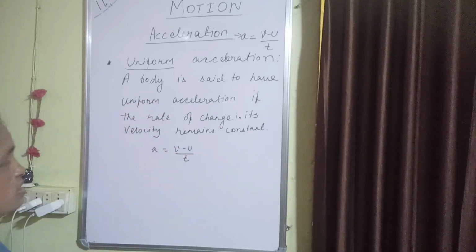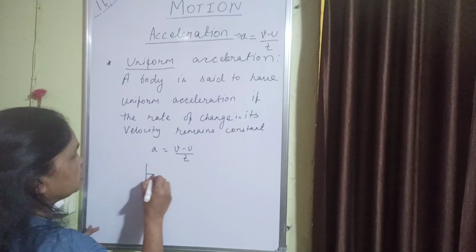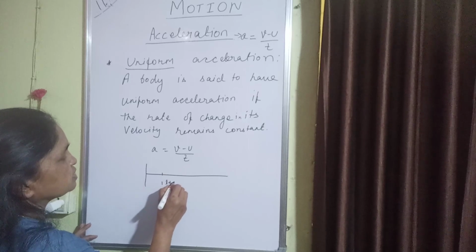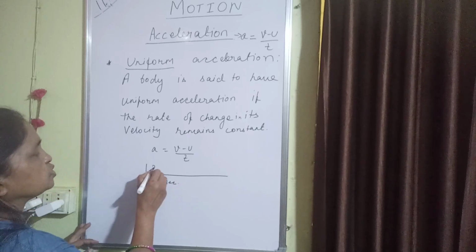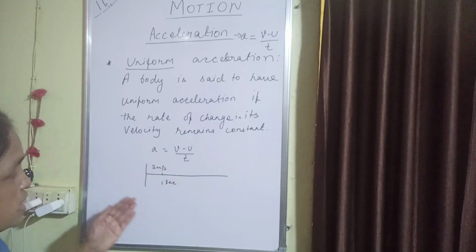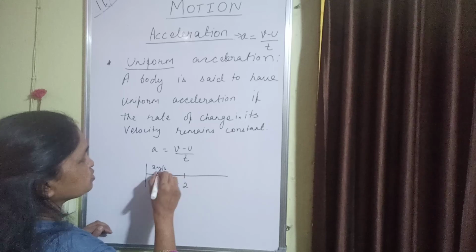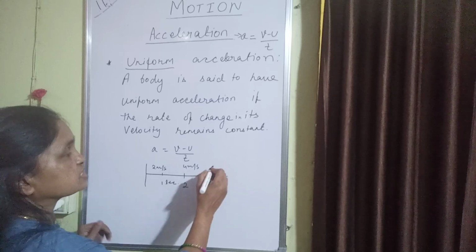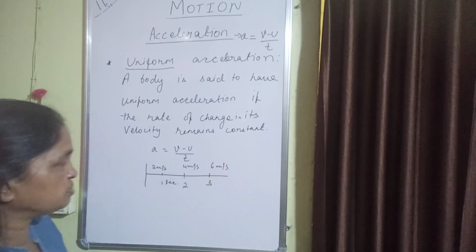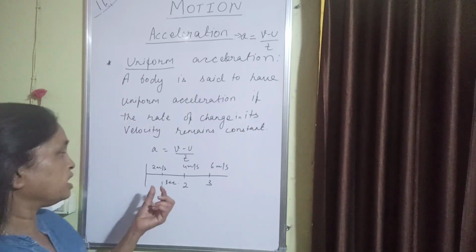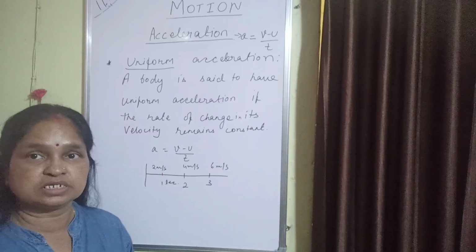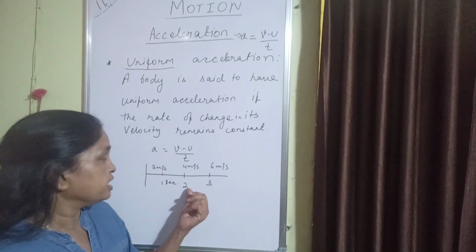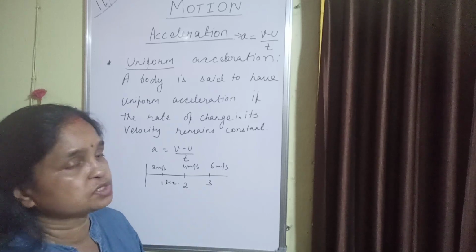So students, you know the formula, a is equal to v minus u by t. Let's discuss an example. A body is moving with a speed of 2 meter per second in 1 second. Then in 2 seconds, it is moving at 4 meter per second. In 3 seconds, again it is 6 meter per second. I hope you have understood. In 1 second the body is moving with velocity 2 meter per second, and in again 1 second it is moving 2 meter per second.